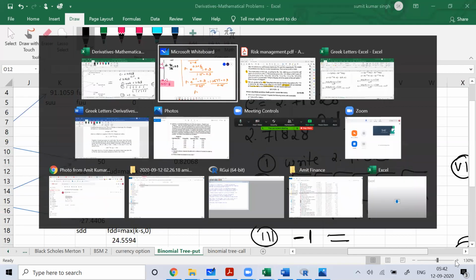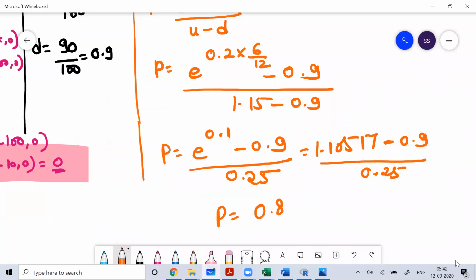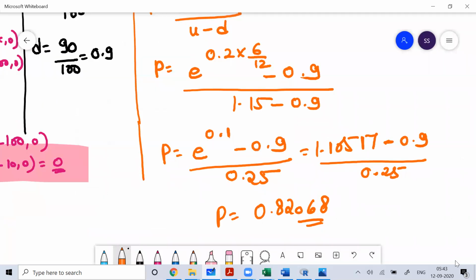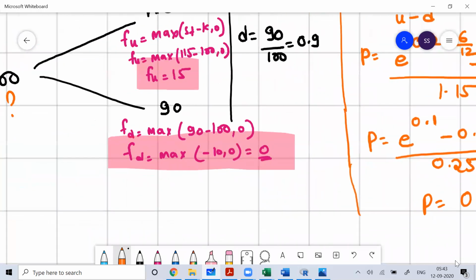So after that you will get the value 0.82068. This is the value of probability you will get. This you have to do step by step.